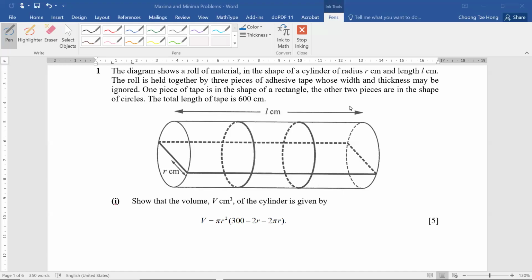Hi students, in this video I'll be going through the 2013 O-Level Additional Mathematics Paper 2 question 7. Alright, so let's read the question.